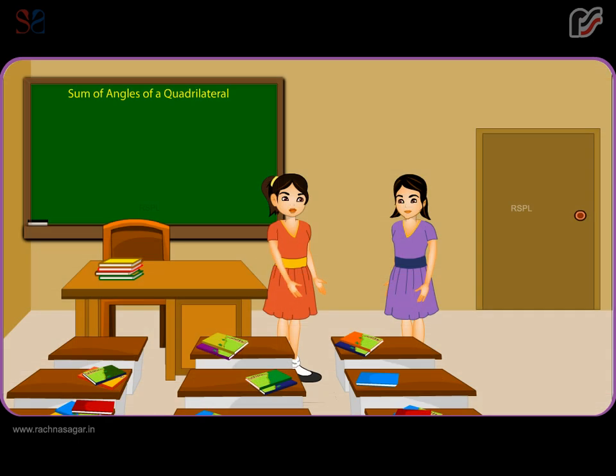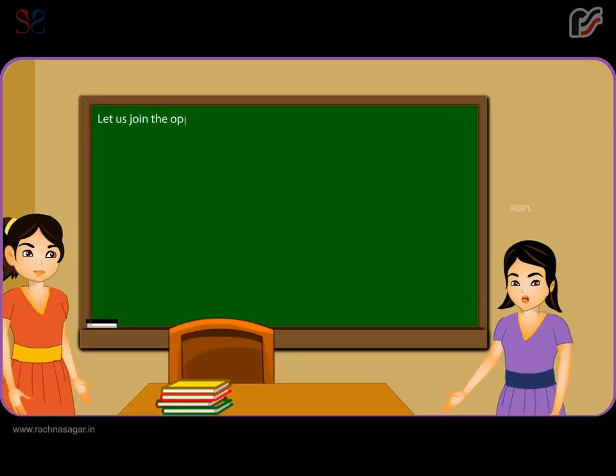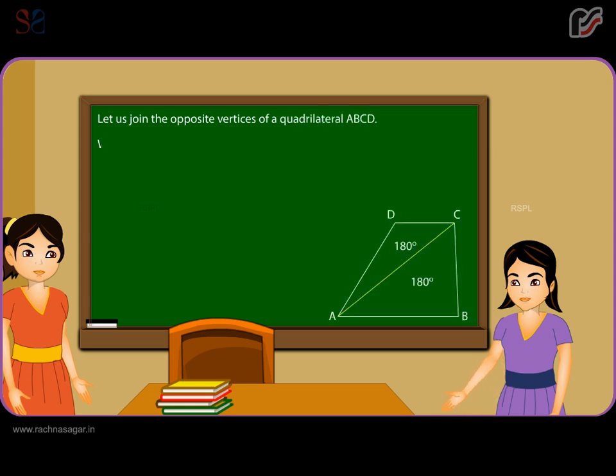Sum of angles of a quadrilateral. Do you know what is the sum of angles of a quadrilateral? Yes, I can explain you. Let us join the opposite vertices of a quadrilateral A, B, C, D. We have now 2 triangles in these figures.